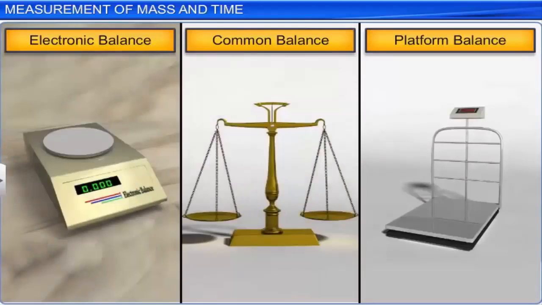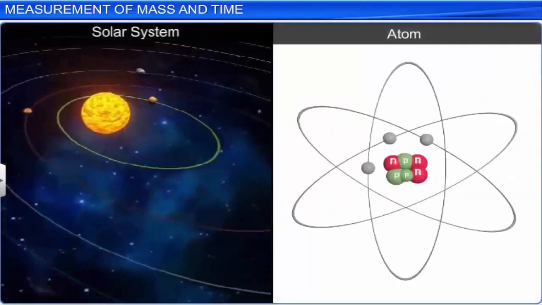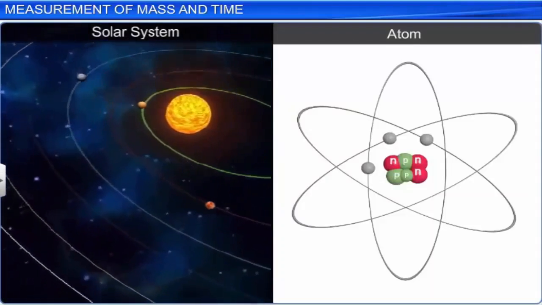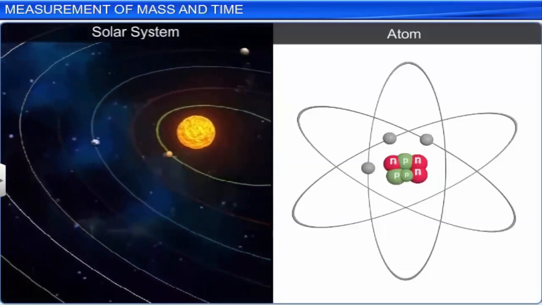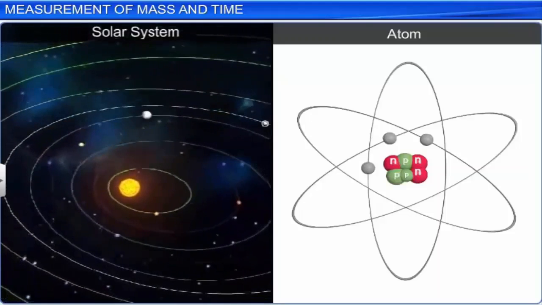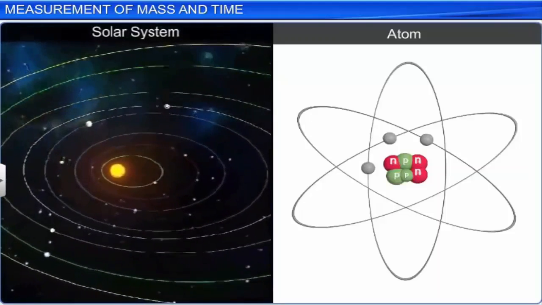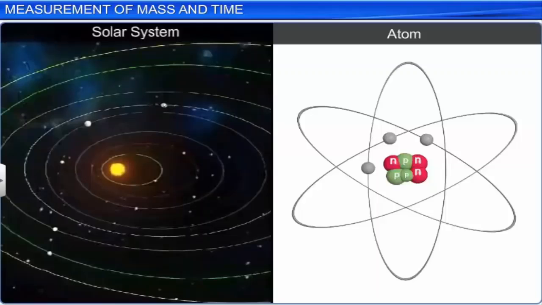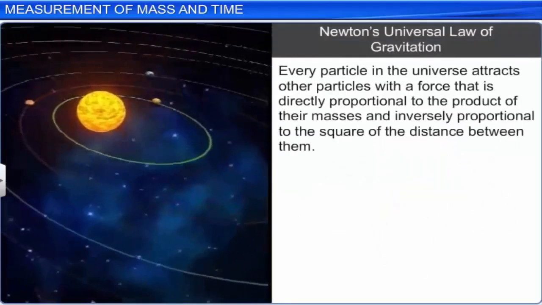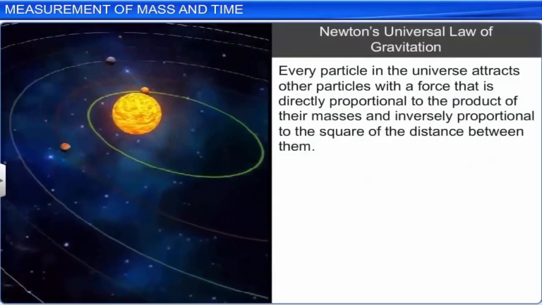However, some objects are either so large or so small that their mass cannot be measured using balances. For example, the mass of heavenly bodies, like planets and stars, or the mass of subatomic particles, like an electron or a proton, cannot be measured by direct usage of a balance. We employ indirect methods and techniques by which we can measure their masses.